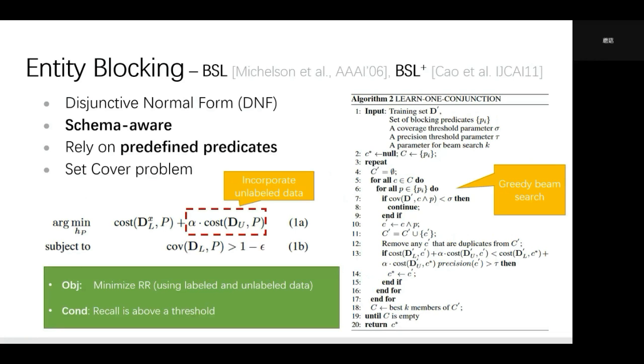BSL and BSL Plus also rely on DNF, and the authors also transform the learning problem into a set cover problem. Different from ProbDNF, their objective is to minimize the reduction ratio by using labeled and unlabeled data. Their condition is that the recall should be above a predefined threshold.